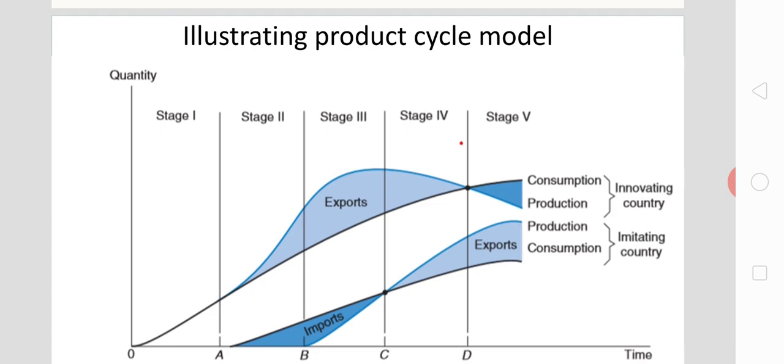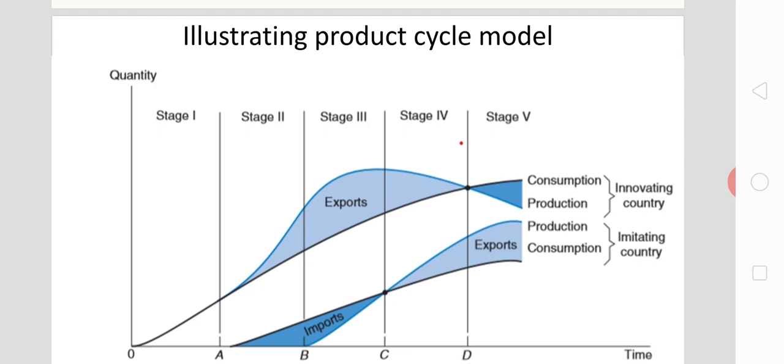So in stage 1, when the innovation is taking place, only the innovating country is able to produce that commodity, and 100% of their production is for their own domestic consumption, as the line you can see is only for consumption. Starting from the origin, it is for the domestic consumption in the innovating country, not the imitating country.